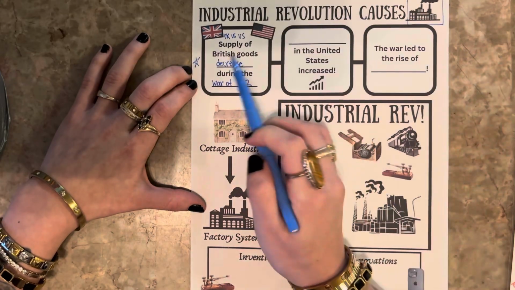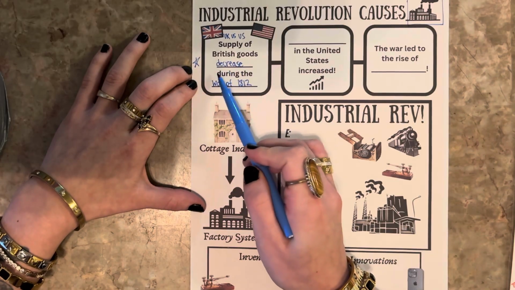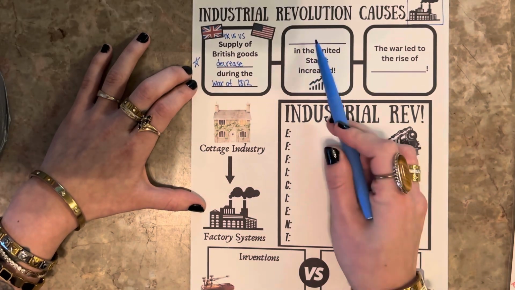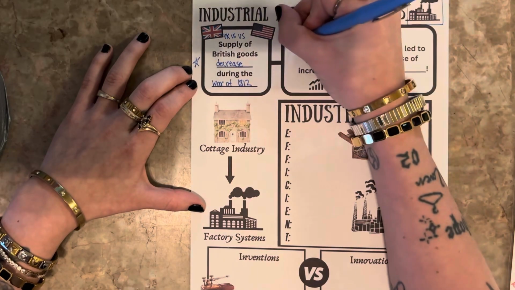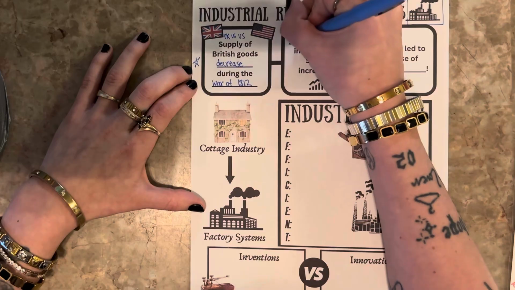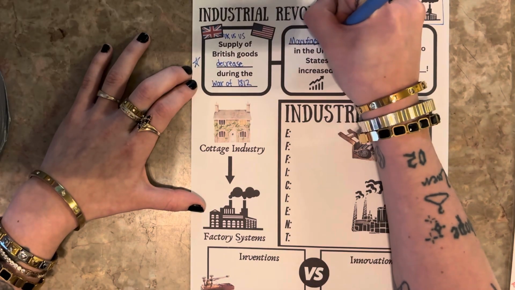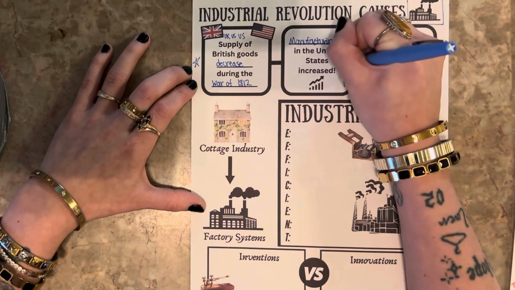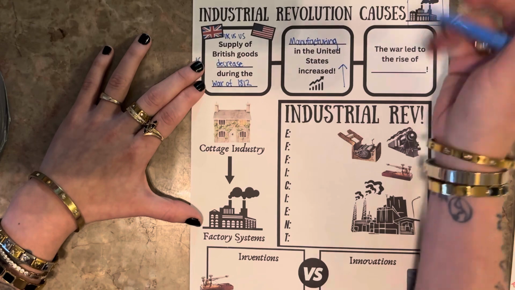Okay, so we're going to follow our cause and effect. Because the British goods decreased during the war, America is going to start manufacturing their own goods. So we're going to see manufacturing in the United States increase, and that just means making your own goods. So manufacturing will increase.